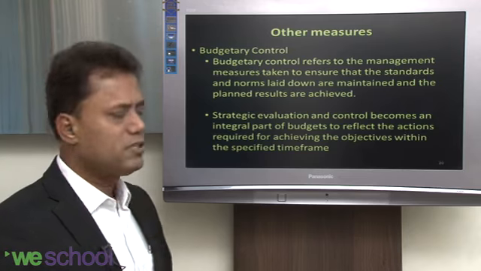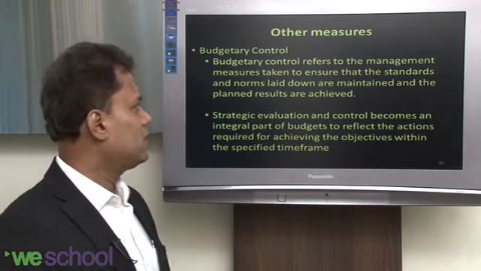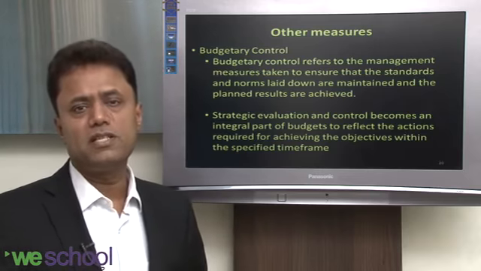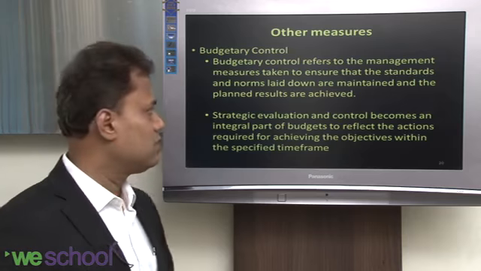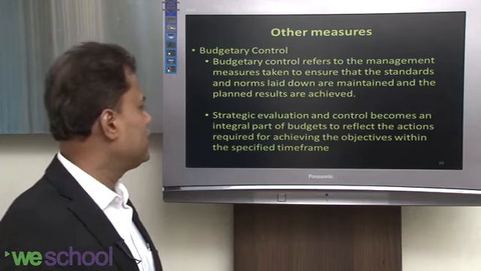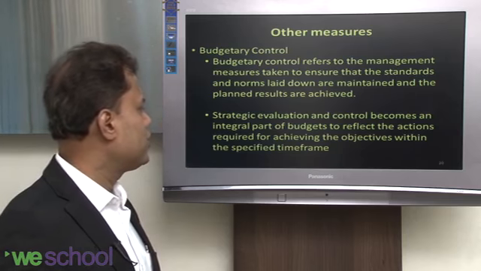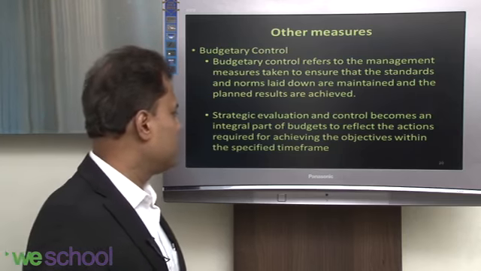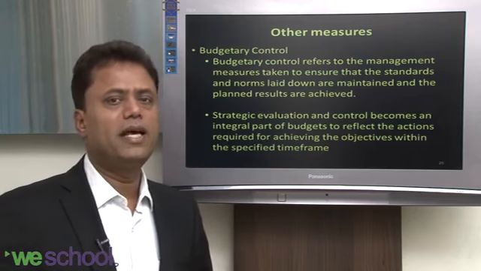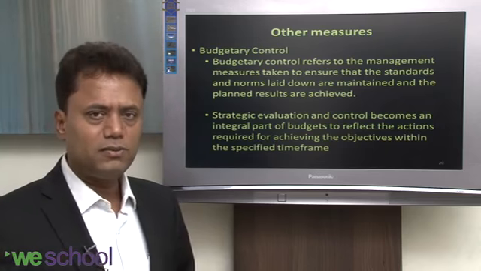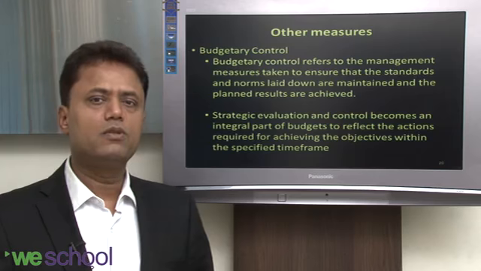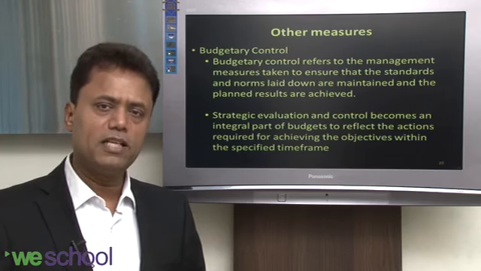The standards and norms are laid down in the beginning, and the planned results are achieved, and evaluation happens, evaluation control happens, to ensure that it happens in time. Strategic evaluation control becomes an integral part of the budgets to reflect actions required for achieving the objectives within the specified time frame. So every achievement process has a timeline attached to it. So that's how the strategic control and evaluation process happens. That's how the budgetary controls happen in the strategic management process.